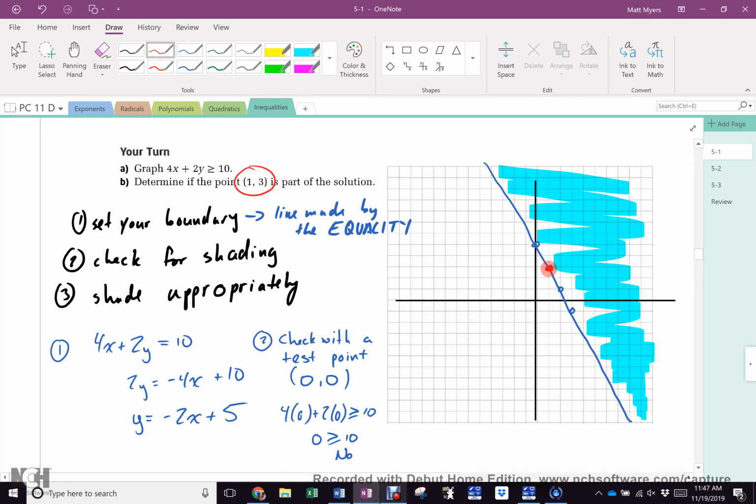Remember how if I just have one variable, and I'm not going to use x or y because that confuses the issue. If I had, for example, q is greater than or equal to 2, how would you graph that when I only had one variable?